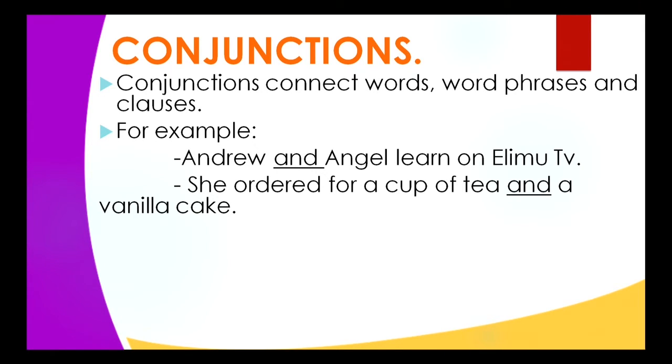Now, suppose we did away with the conjunction and. We would have two sentences. The first one would be, she ordered for a cup of tea, full stop. She also ordered for a vanilla cake. And instead of having those two sentences, we use the conjunction and to come up with one sentence. She ordered for a cup of tea and a vanilla cake.